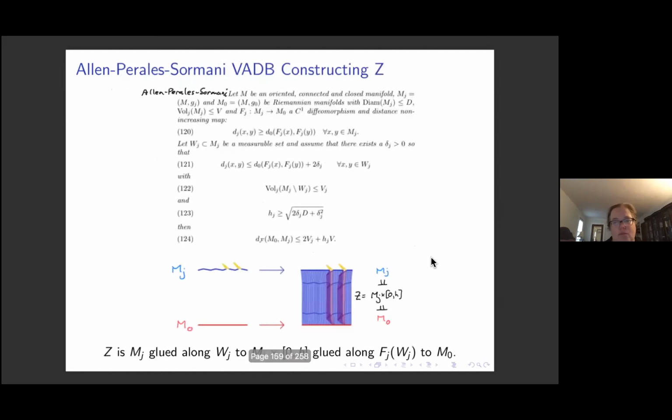So now we would like to use this, we would like to set things up. If we have volume above, distance below, we can apply this estimate on ZJ. To get this, we need to control, we have this already in our theorem, distance is below, but we need to get this distance above estimate on some set WJ in order to complete the theorem of VADB implying VF convergence.